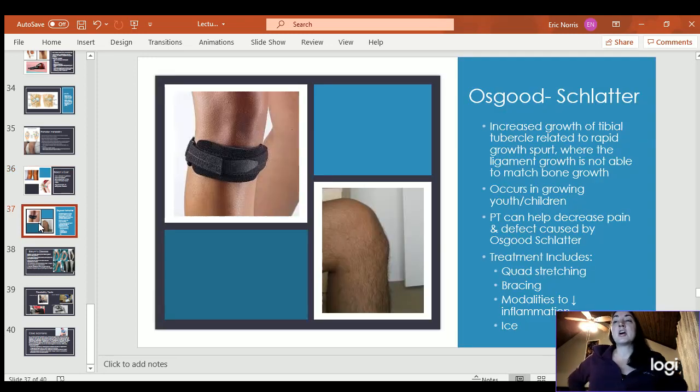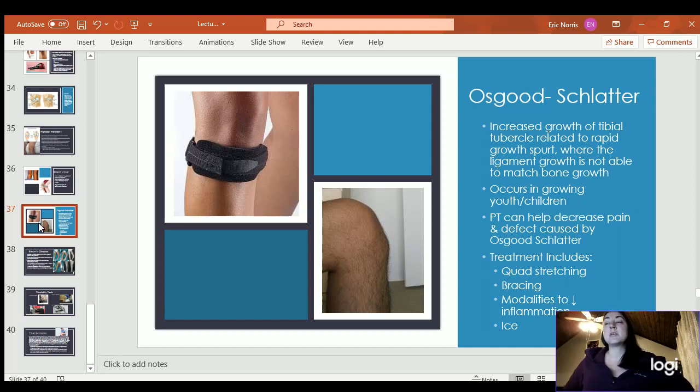Osgood-Schlatter is a condition that we see in children, especially children who are growing very quickly. As their bones are growing, specifically the tibia, the increased growth of the tibial tubercle is caused by rapid growth spurts. So the ligament growth is not able to match the bone growth. As they're growing, the ligaments, and the tendon as well, are not able to grow fast enough in order to match the bone growth.